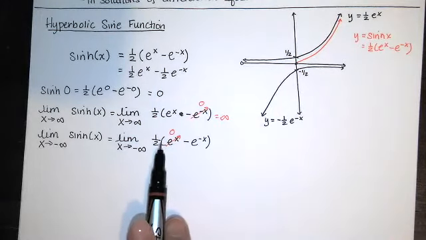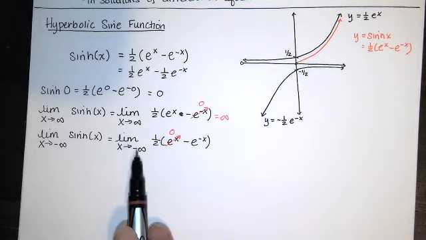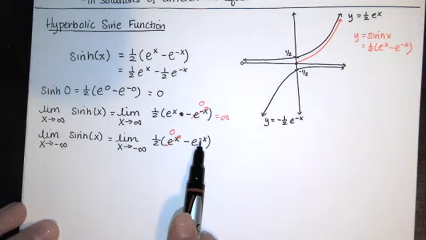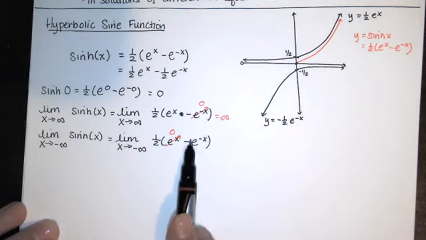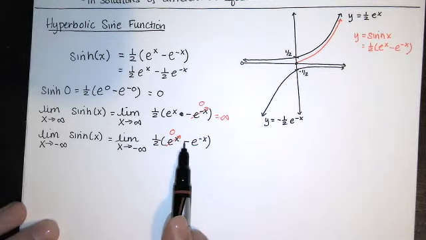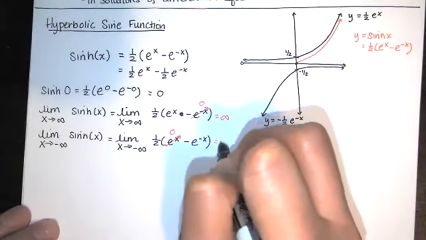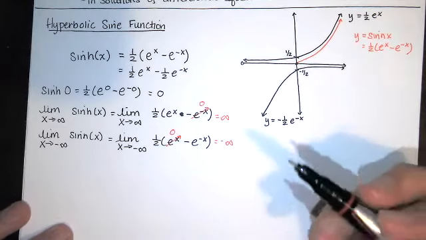And this time, we've got a 1/2 times this negative exponential function. But as x goes to negative infinity, this is e to the negative x power. So that's a negative times a negative number, which is going to be a large positive number. So this is going to positive infinity. We multiply by -1, then it goes to negative infinity. We multiply by 1/2, it still goes to negative infinity. So the hyperbolic sine goes to negative infinity as x goes to negative infinity.